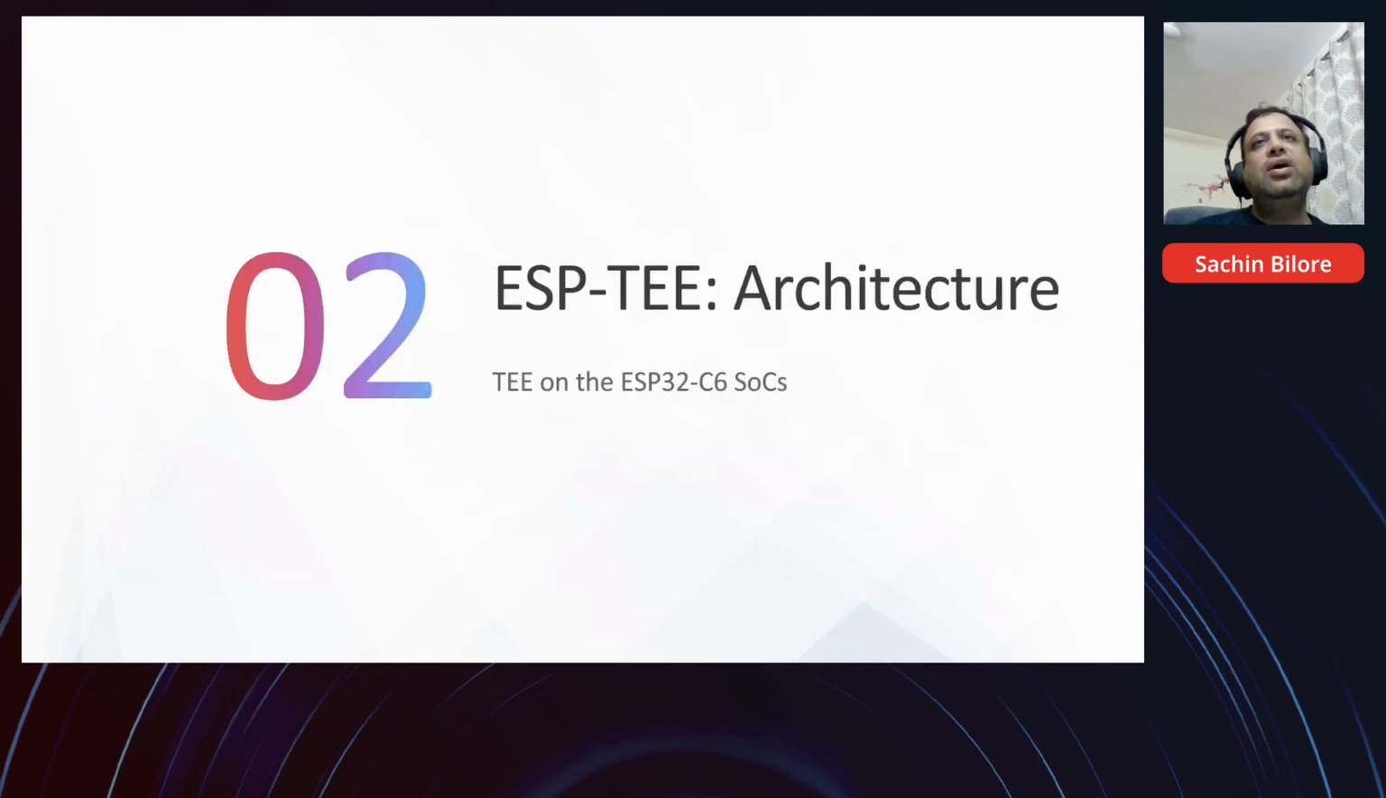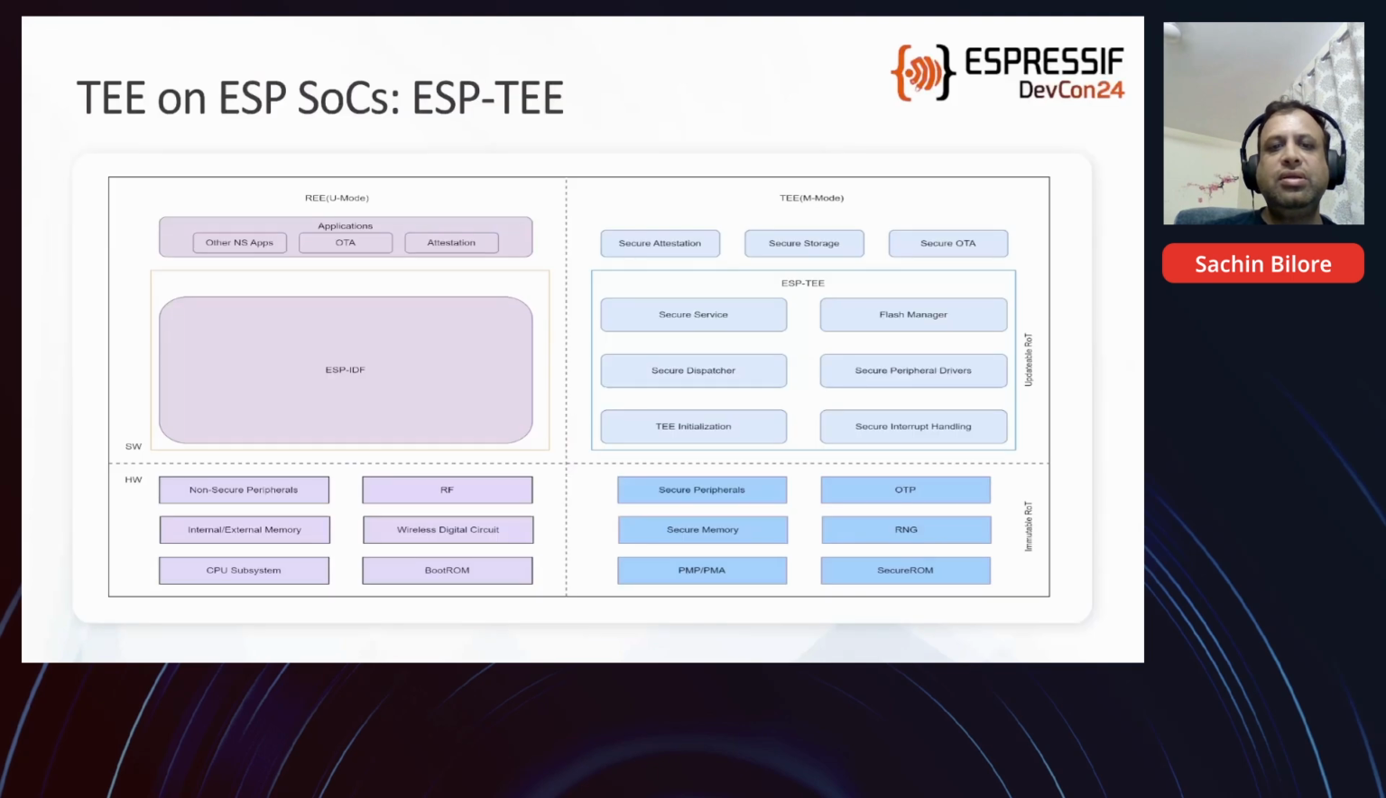So now we understand why trusted execution environment is required, what it is, its benefits for the device. Now let's dive into the trusted execution implementation on the ESP chip. So we start with the architecture of the ESP TEE on the ESP chips.